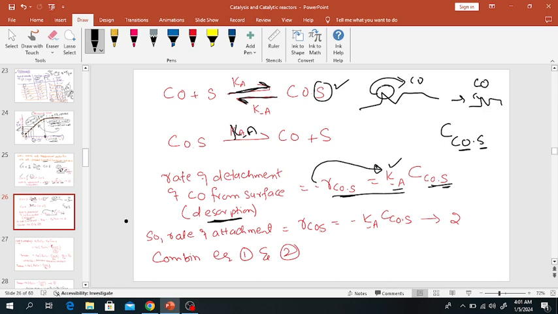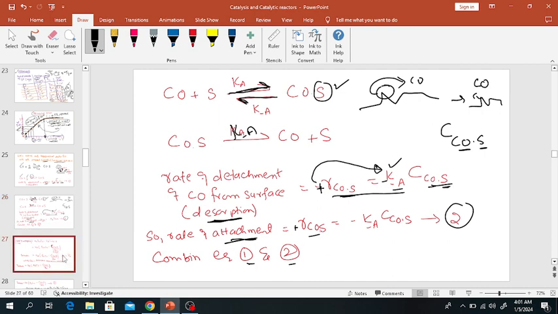So the rate of attachment of carbon monoxide on the active site will be equal to r_CO·S is equal to minus this negative sign will go to this side. This will become positive, so it will be equal to positive k_-A times C_CO·S. This is equation number 2. Now combine equation number 1 and 2. We will get the net rate of attachment of carbon monoxide on the active site.